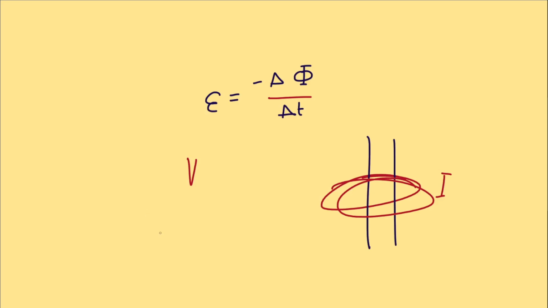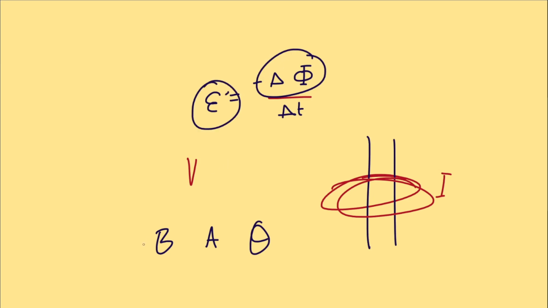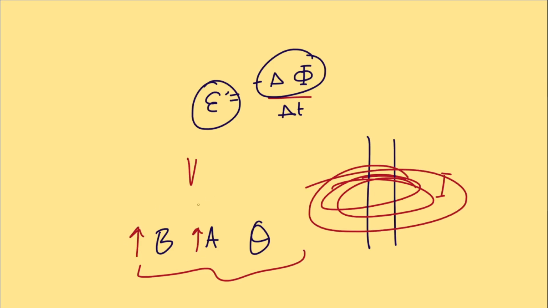So if your field changes, if your area changes, or your angle changes, this all counts as a change in magnetic flux, which means we can induce EMF by doing one of these three things: increasing the strength of the field, changing the area of the loop, so stretching it, or rotating the loop, which will change the angle.